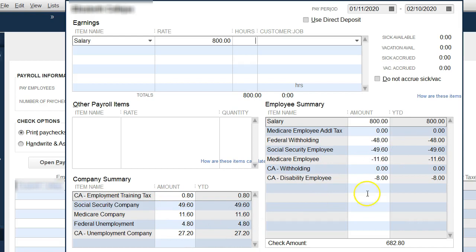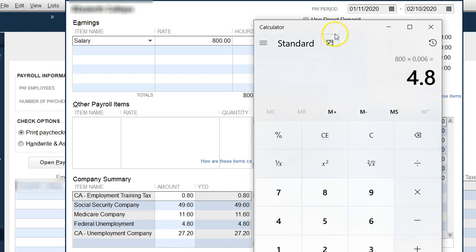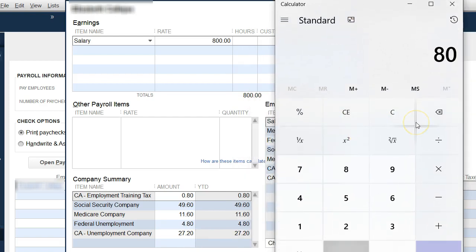Now Social Security, it's the same. As you can see, Social Security is the same rate for both employee and employer taxes. So we can see here $49.60, $49.60, Medicare $11.60, $11.60, and federal unemployment is 4.8. Unemployment is $27.20. So if I want to manually calculate it, I would say 800 times the California unemployment, plus federal unemployment was 0.6%, 4.80. And that's how we can double check our numbers if we feel like we need to.